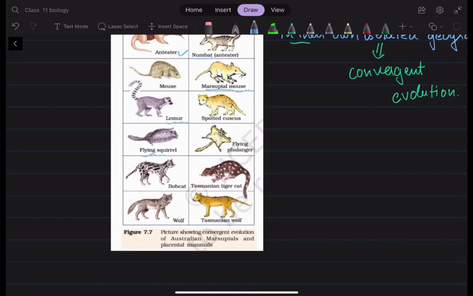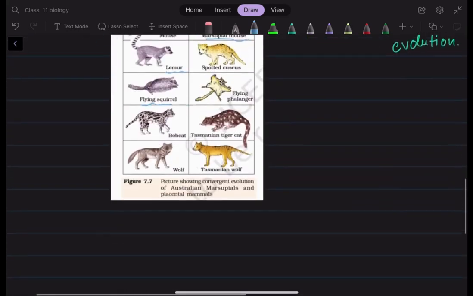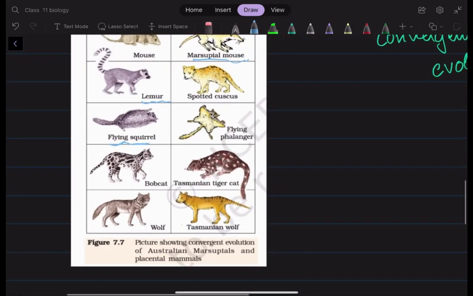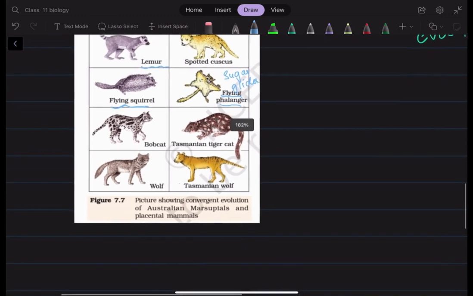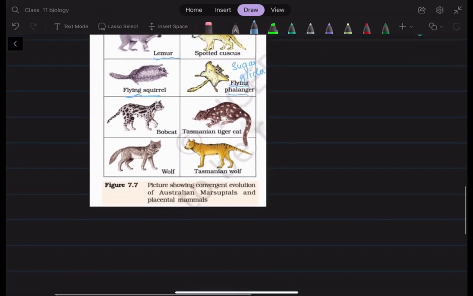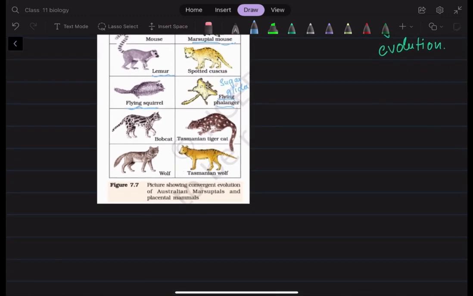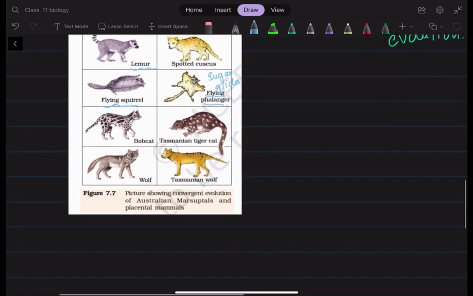And for flying squirrel, which we saw here, the corresponding one in Australia is the flying phalanger, or we also call this sugar glider. And we have bobcat, corresponding to which is the Tasmanian tiger cat. And lastly, the wolf, corresponding to which is the Tasmanian wolf.